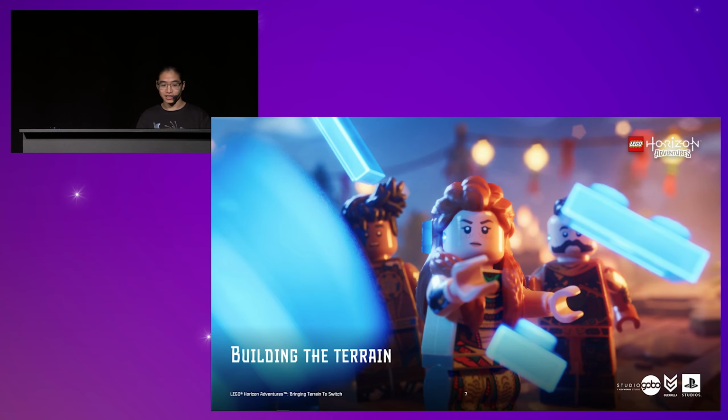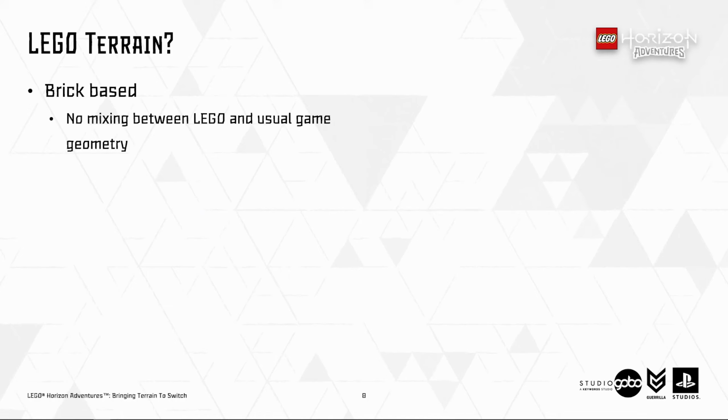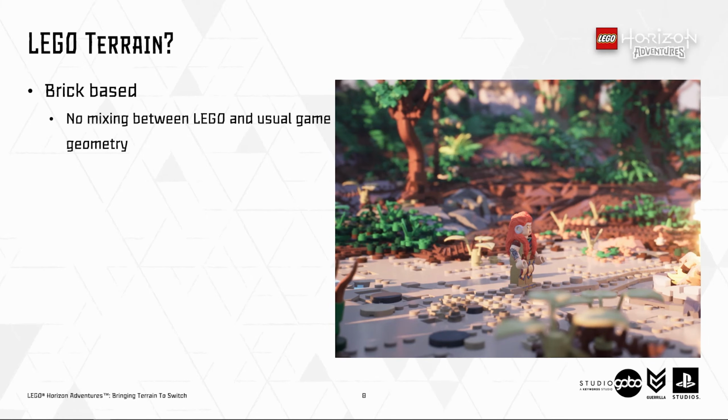So now, before getting to the actual problem-solving part, let me take you through how the terrain was built in Lego Horizon Adventures. To begin, we could not go down the route many Lego games before us did, with the Lego minifig being placed into the usual game setting, if you get what I mean. So our art direction is that everything is built from brick. What we want is essentially Horizon terrain in brick form.